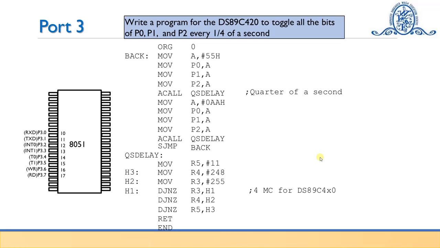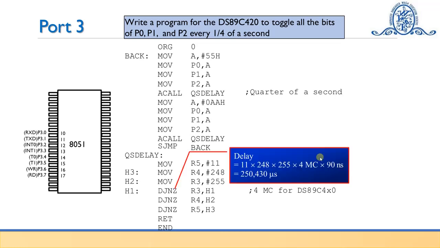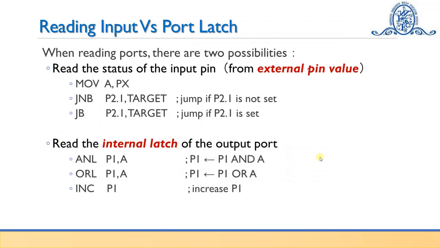Again we call the subroutine and then the cycle is repeated. Now this delay is generated by using these commands. So we loaded R5, R4 and R3 with 11, 248 and 255, and then we use this command DJNZ. So using this, the delay calculated comes out to be 250.430 microseconds, approximately 250 microseconds, that is quarter of a second. So in this way the delay is generated.